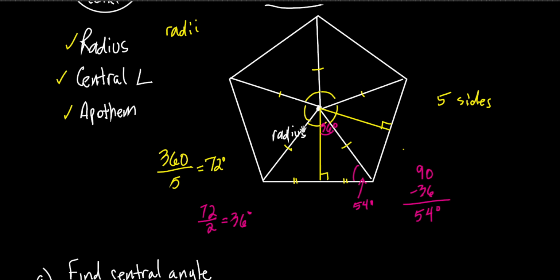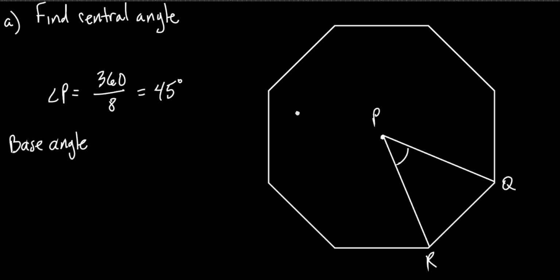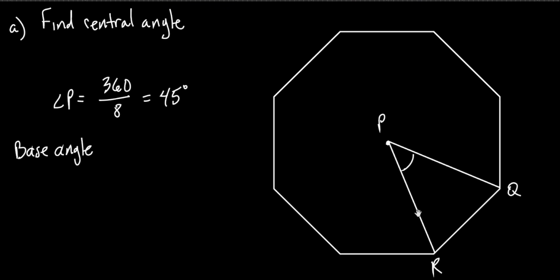Remember, this is the central angle, this whole big angle right here. But the angle that's made by the radius and one of the sides, that would be called the base angle. All right, so let's come over here. Which one would be the base angle in this situation? Well, name the letter. It would be angle Q, right? So I'll put 2 arcs right there, okay?